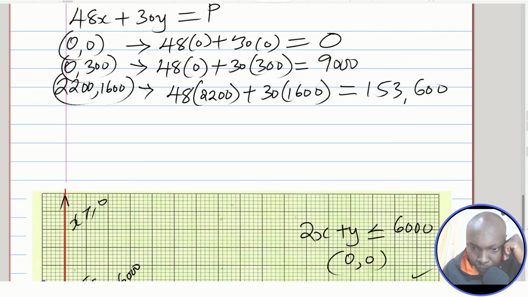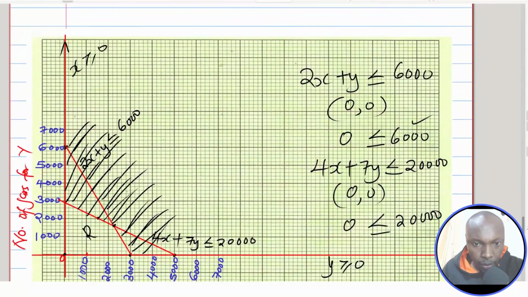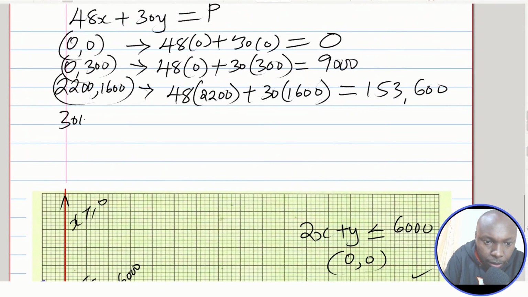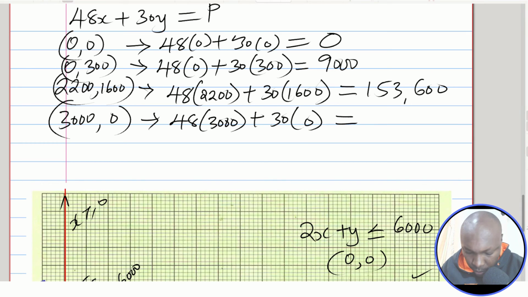And then the other one is 3,000, 0. The other point that you should inspect is 3,000 and 0. So 48 times 3,000 plus 30 times 0. This one will give 48 multiplied by 3,000, which is 144,000. And you are through.